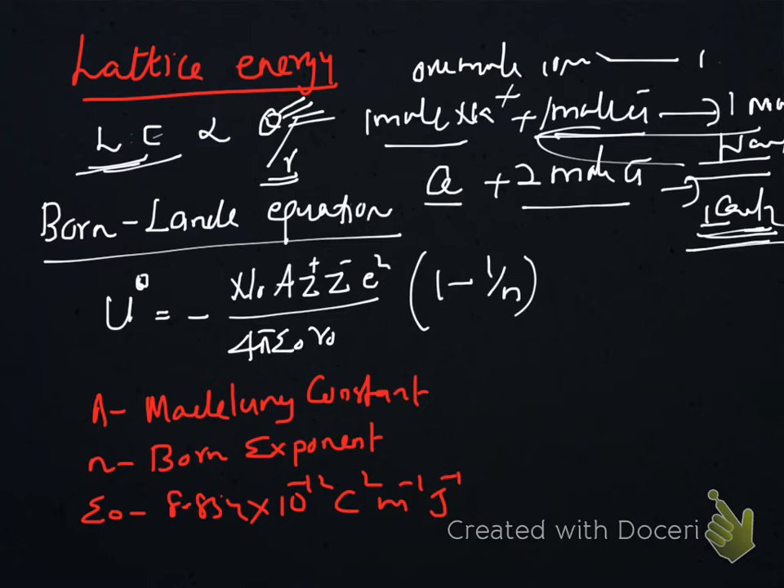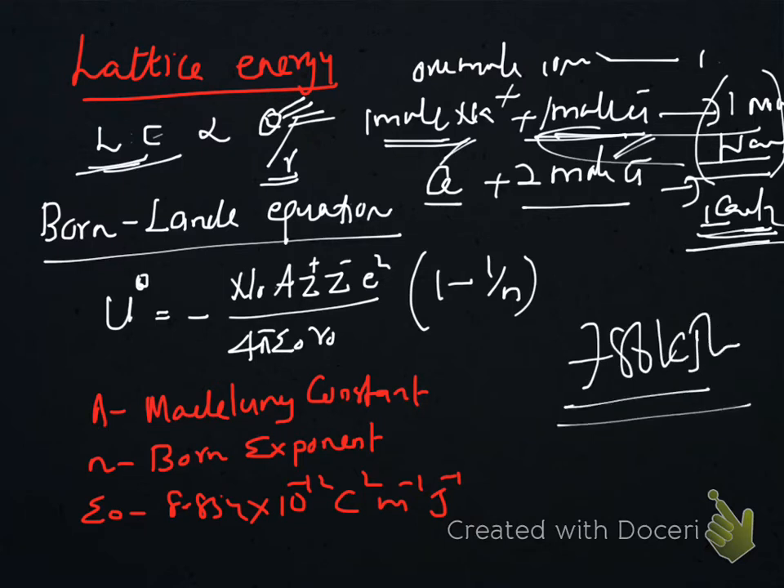You are provided with 1 mole of NaCl and you now want to separate them into 1 mole Na+ and 1 mole Cl-. For that purpose, you have to spend some amount of energy. That energy is called lattice energy. During the combination of 1 mole Na+ and 1 mole Cl-, around 786 kilojoule per mole energy is released.